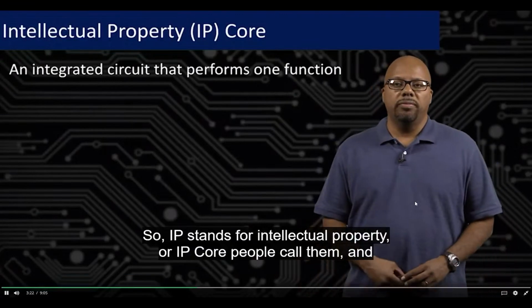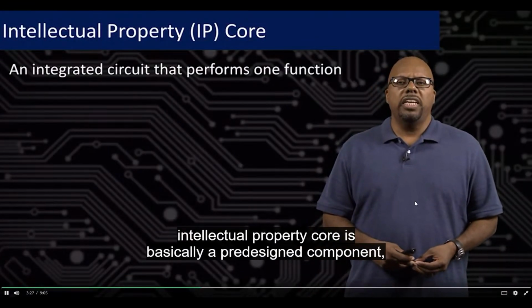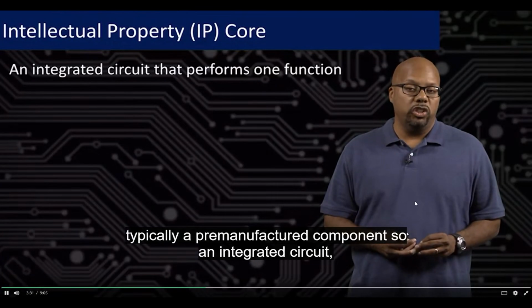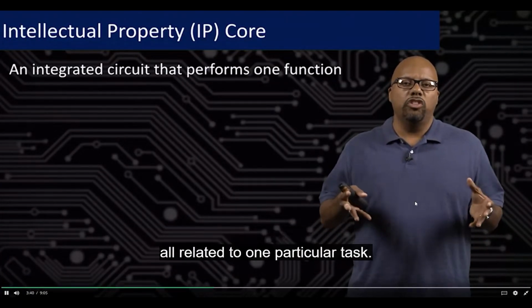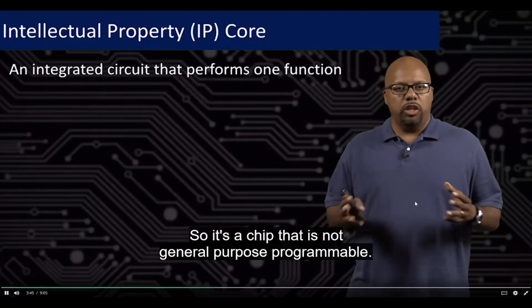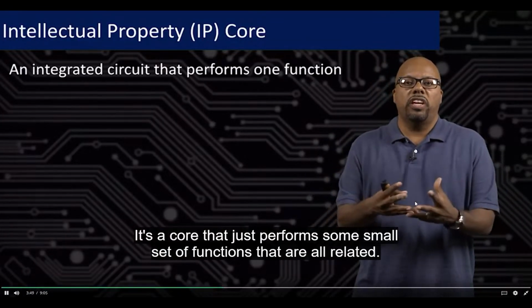IP stands for intellectual property, or IP core, people call them. An intellectual property core is basically a pre-designed component, typically a pre-manufactured component, so an integrated circuit, a chip, that performs one function. When I say one function, maybe a set of functions that are all related to one particular task. So it's a chip that is not general purpose programmable. It's a core that just performs some small set of functions that are all related.